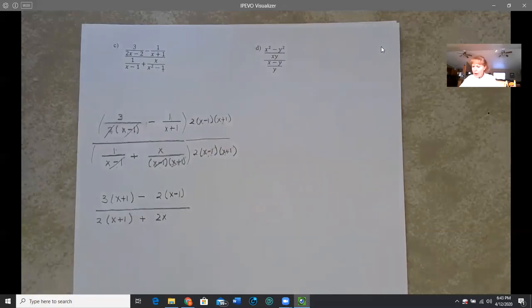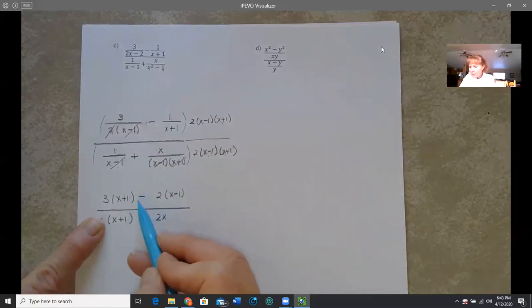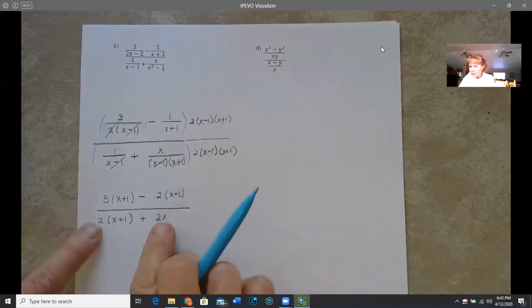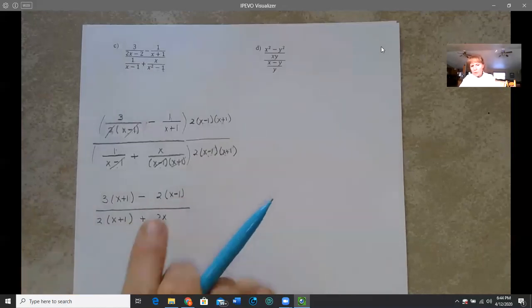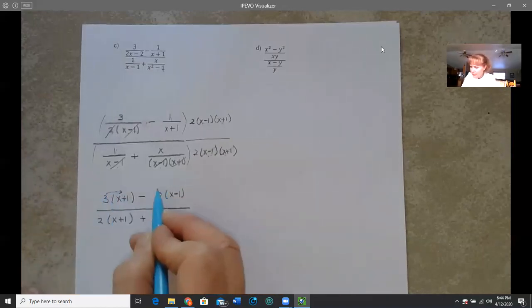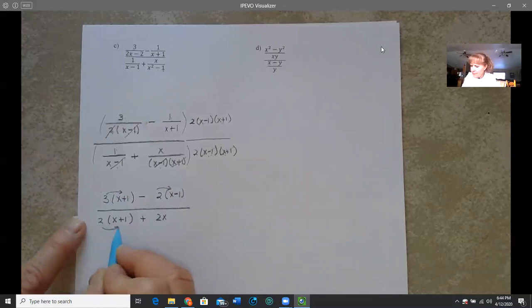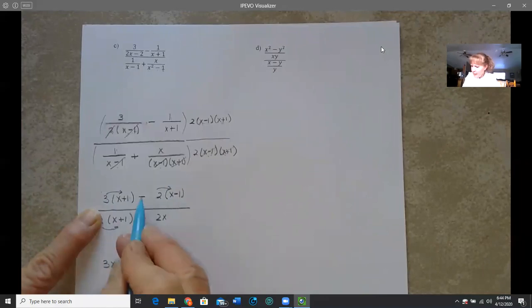Just be aware, try to resist the urge of canceling these two. Remember that when you have a subtraction or addition, things go as a group or they don't go at all. So in other words, you can't separate these x plus 1's from anything else over here. What you do need to do is multiply these through and then simplify, and do the same thing in the denominator. So we have 3x plus 3, and then a minus 2 times x and a minus 2 times a minus 1.